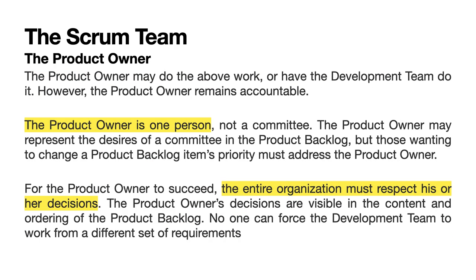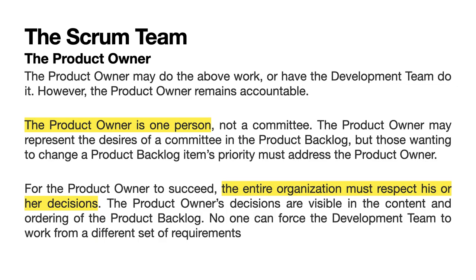The product owner may do the above work, or have the development team do it. However, the product owner remains accountable. The product owner is one person, not a committee. The product owner may represent the desires of a committee in the product backlog, but those wanting to change a product backlog item's priority must address the product owner.